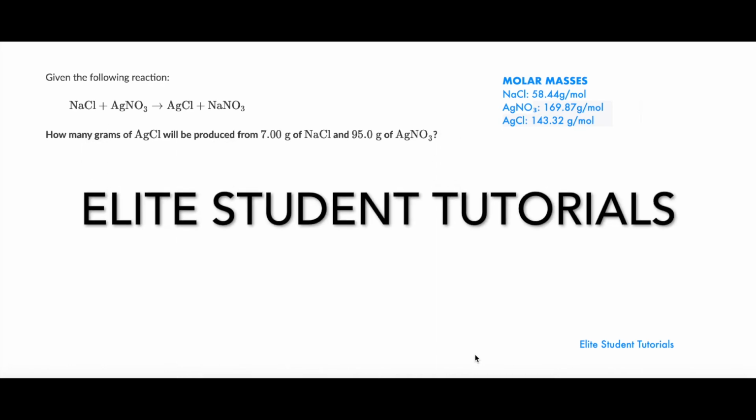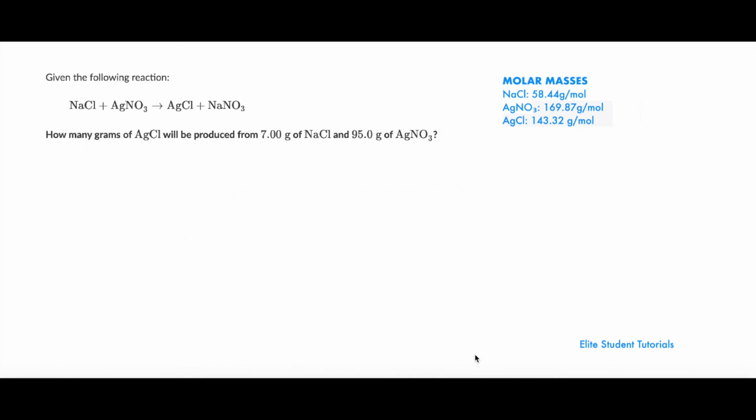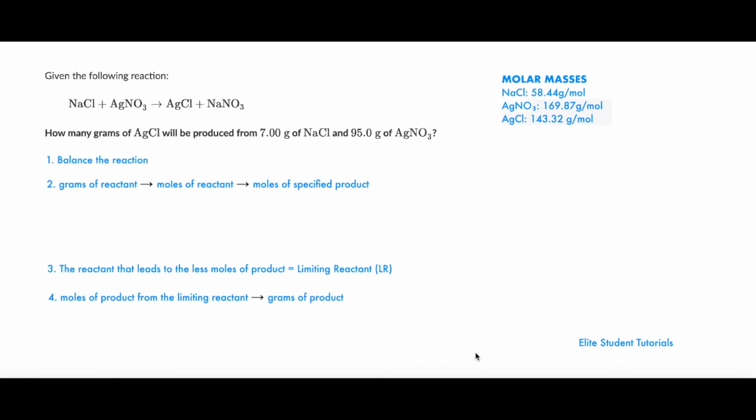The standard limiting reactant problem in chemistry gives us a reaction and the grams of at least two reactants, and then it tells us to find the grams of one of the products. Step 1. Balance the reaction. This reaction is already balanced. Step 2. Convert grams of reactant to moles of reactant to moles of specified product. Do this with each of the reactants.